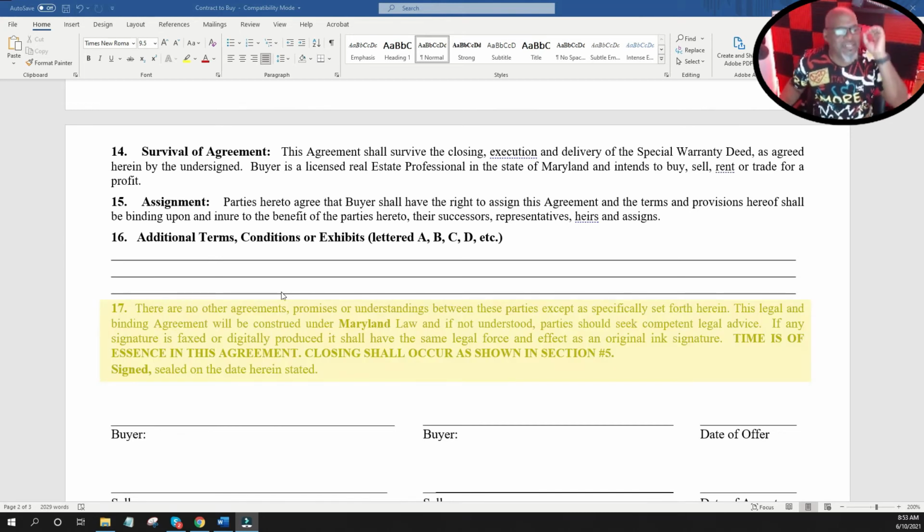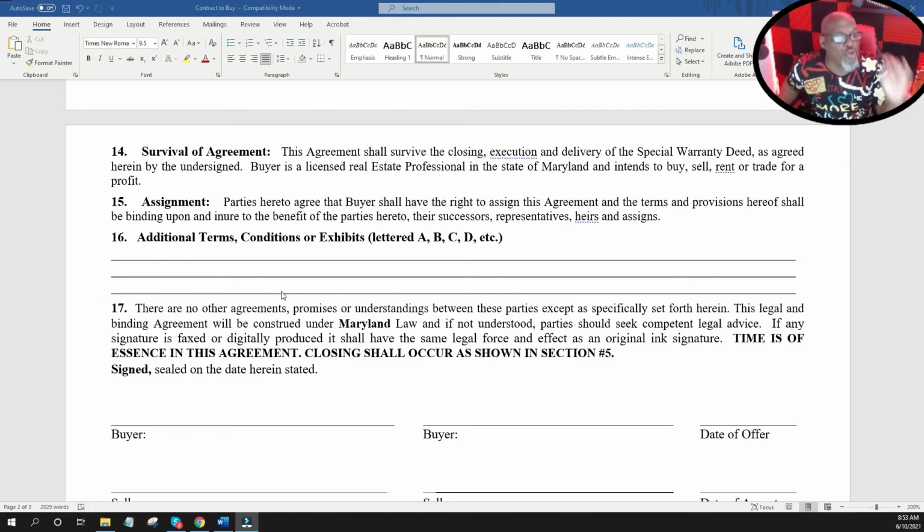And section 17. There are no other agreements, promises, or understandings between these parties except as specifically set forth herein. This is a legal and binding agreement construed under Maryland law. Now, of course, guys, if you're not in Maryland, you want to take out that state information and use whatever state information you want.